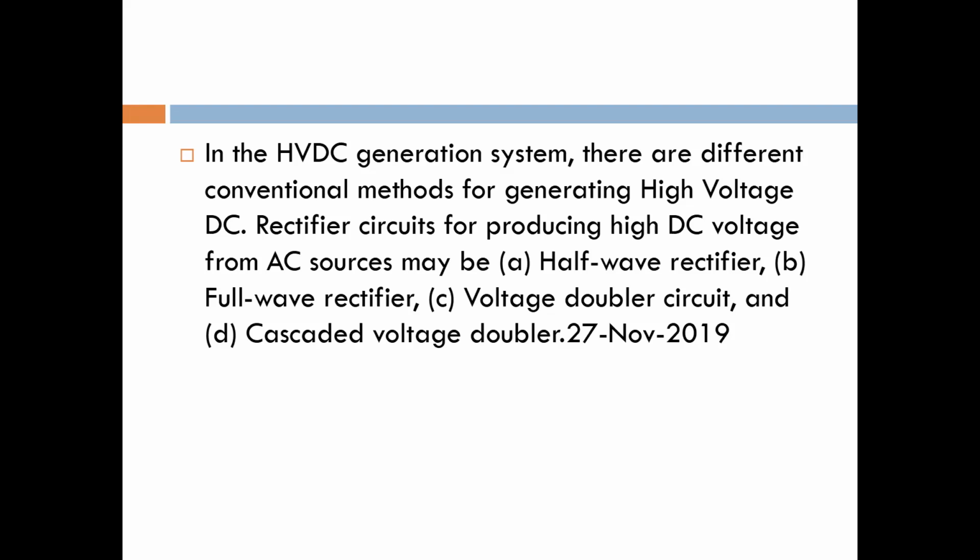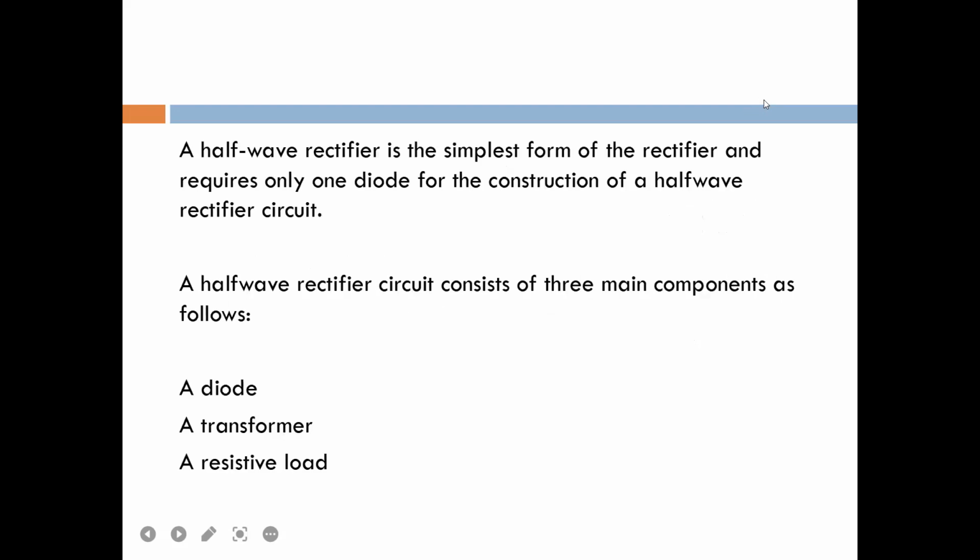So step by step, we will see what the half wave rectifier circuit is, what its advantages and applications are, and why the half wave rectifier circuit is replaced by the full wave rectifier circuit. So what is the half wave rectifier circuit? It is the simplest form of rectifier and requires only one diode for its construction. One diode, I have told that.